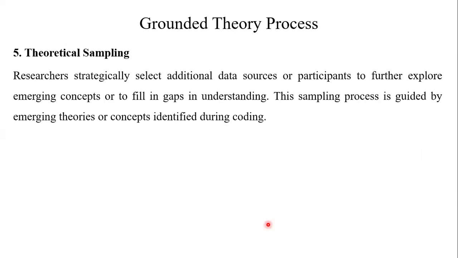Next is theoretical sampling. Theoretical sampling is basically a process where you explore emerging concepts or fill the gaps in understanding. This sampling process is guided by emerging theories or concepts identified during the coding. So after creating the selective codes, you try to understand what kind of theory is going to emerge here. So this is the process of theoretical sampling, where you are guided by the emerging theory.